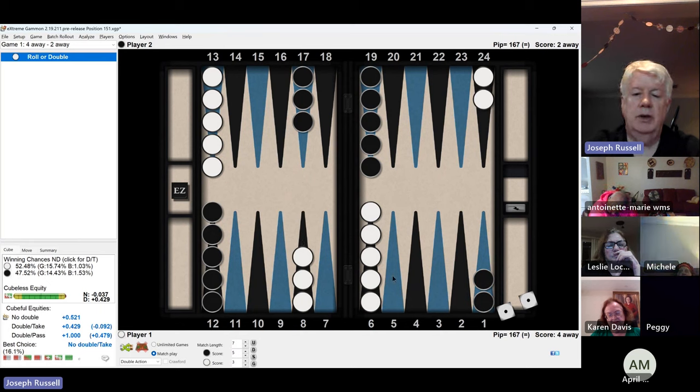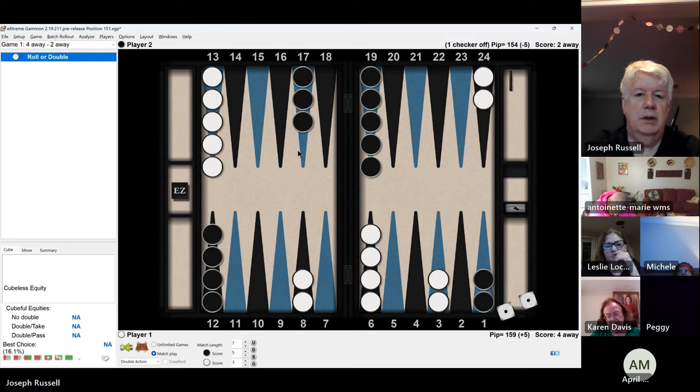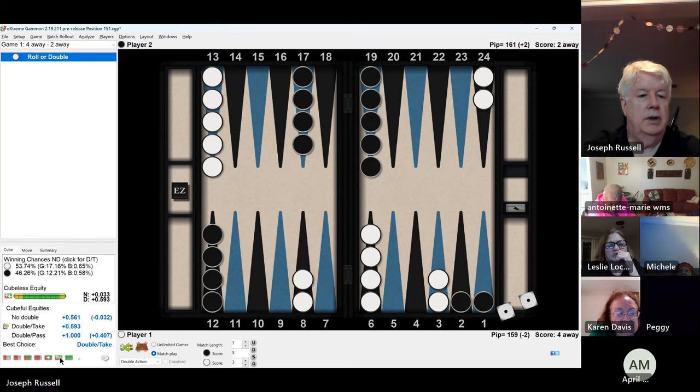So basically, April was kind of right. The real thing is, anytime you make an inner board point and they split, you practically have a double. So if you roll a 5-3 and now let's say they roll a 5-1 and they split. Okay, so now the double action is correct to double.